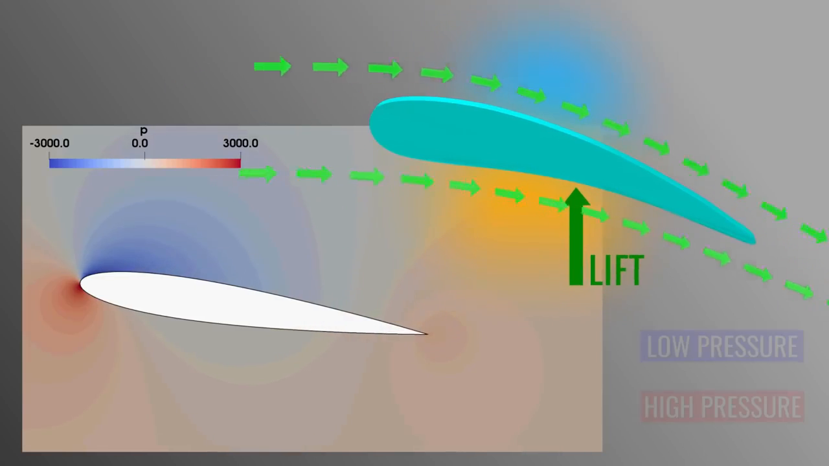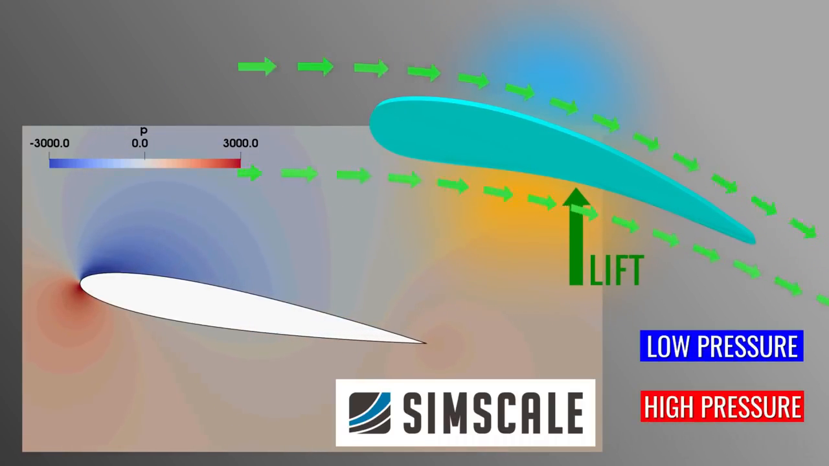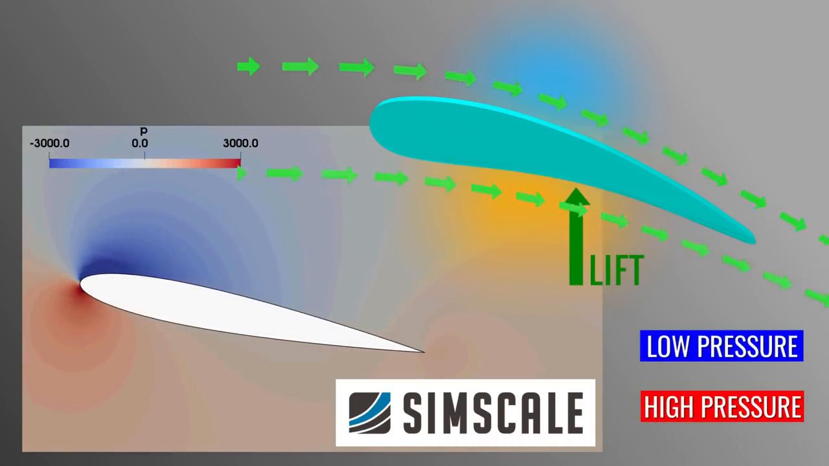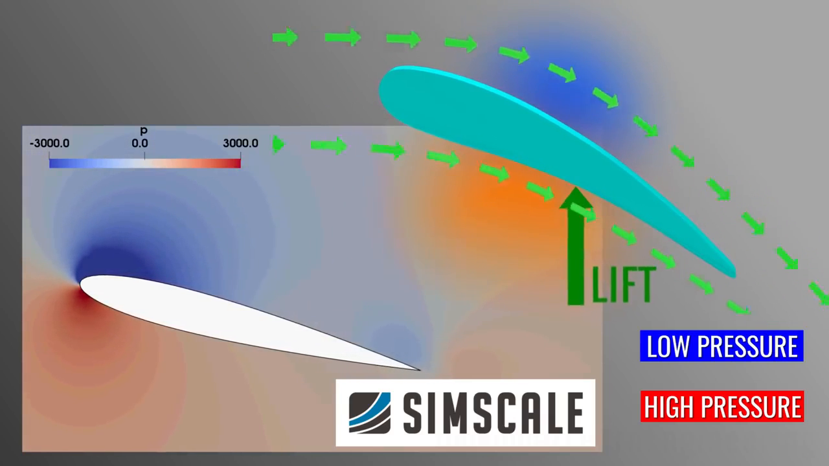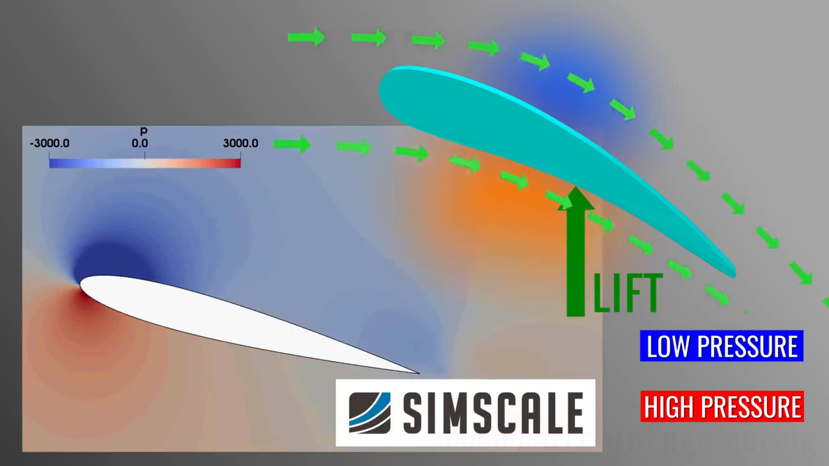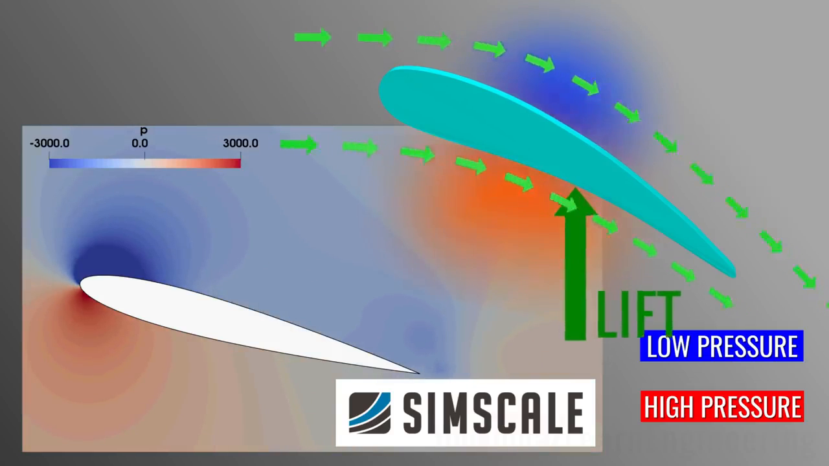This high-quality CFD analysis using SimScale software clearly illustrates this fact. Generally, the higher the angle of attack, the greater will be the downwash and therefore the lift force. A greater airspeed also increases the lift force significantly.